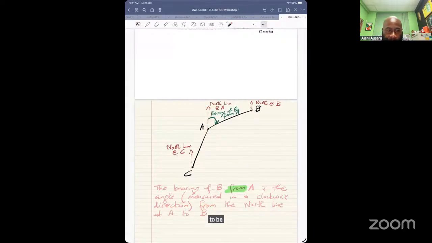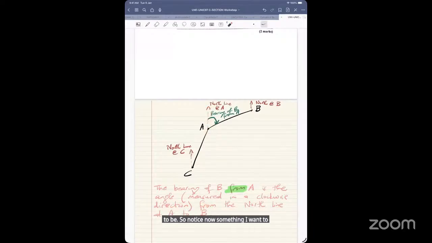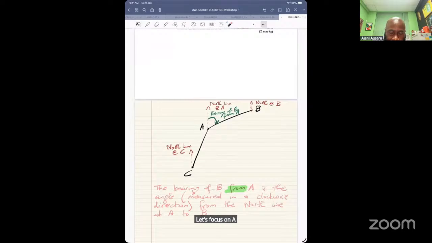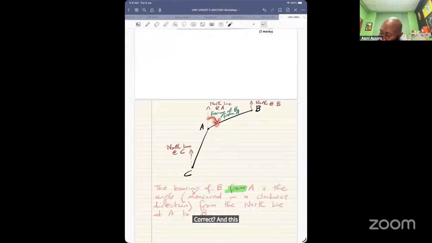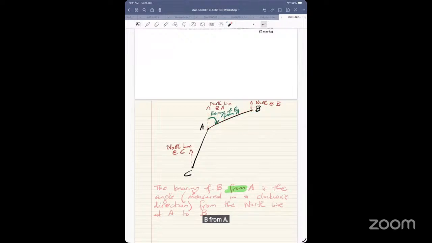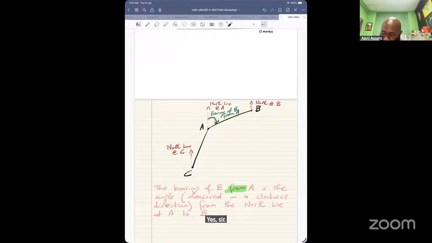So notice now, something I want to point out. Let's focus on A and B just for a minute. A is right here and B is right here, correct? And this is the bearing of B from A, correct? Yes, sir. I started from the north line at A. Beautiful.